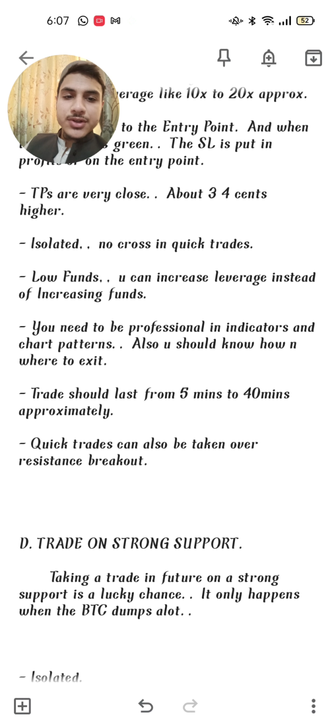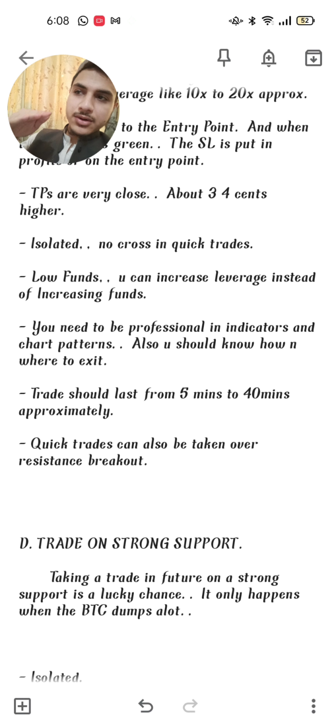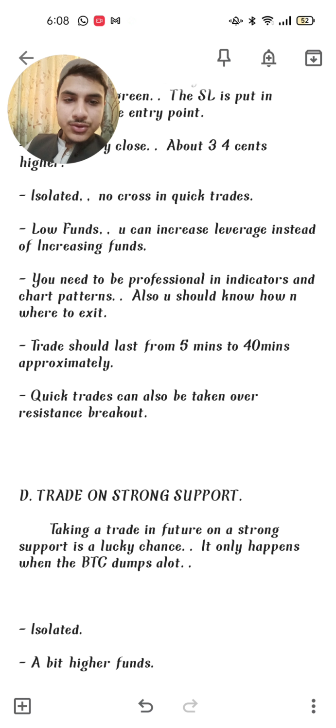You need to be professional in indicators and chart patterns. For example, if you are taking entry, you should verify your entry by indicators and studying the chart. Fine. Also, you should know how and where to exit. You should know these strategies. You can ask us, we'll help you inshallah.